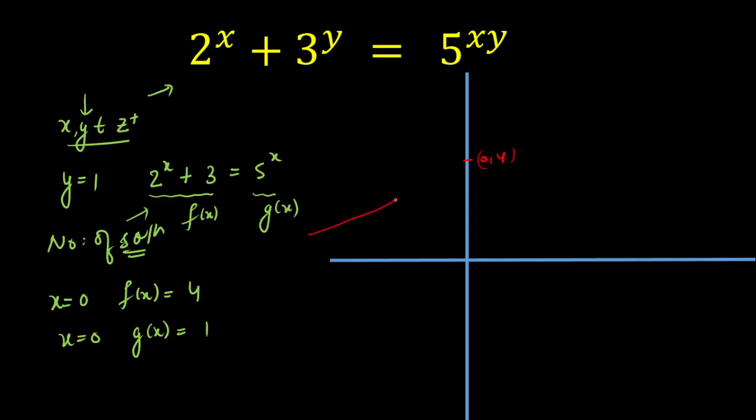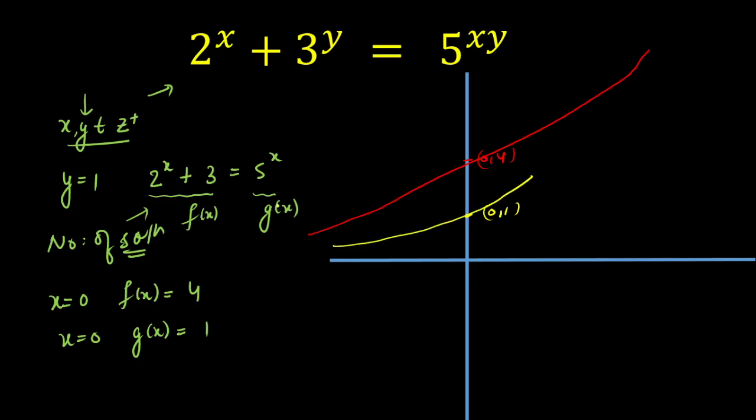So my first graph is something like this. Okay, exponential increasing, obviously. Now second graph, g of x. Now g of x is passing through 0 comma 1. It's directly visible. So 0 comma 1 is somewhere here. Obviously 5 raised to power of x will be below 2 raised to power of x plus 3. So it will go like this.